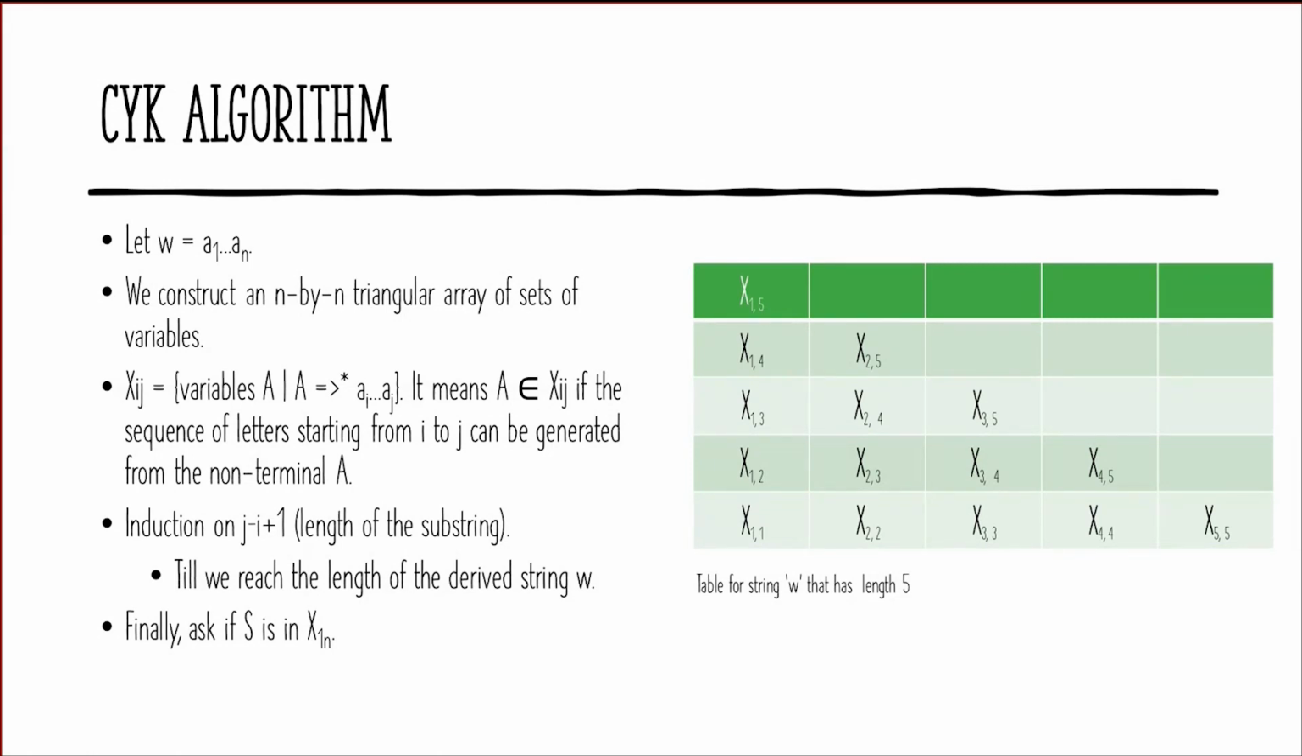Hello. Sir, I didn't understand this Xij set part. I mean, how that is generated and what this thing is. Not about the substring part of this, but can you explain it once more, please? Okay, so Xij is basically a set of variables. Miss, did you understand that part? What is this a and substring Ai to Aj?